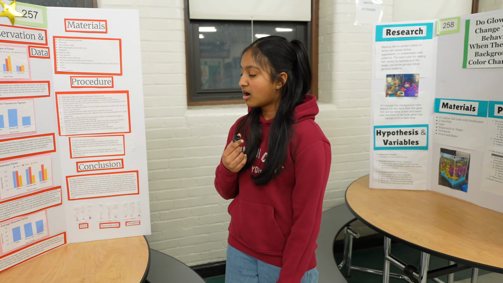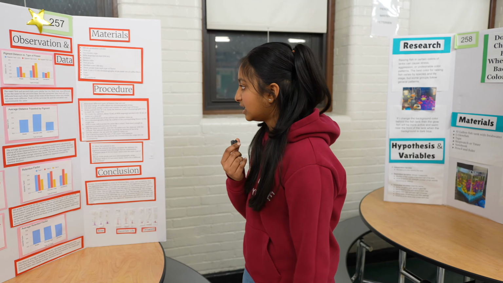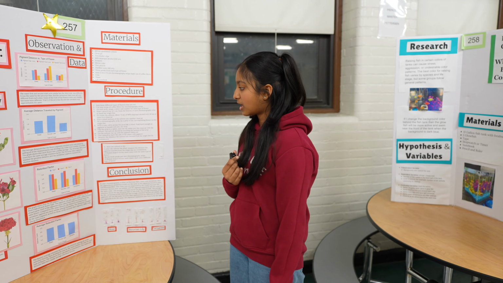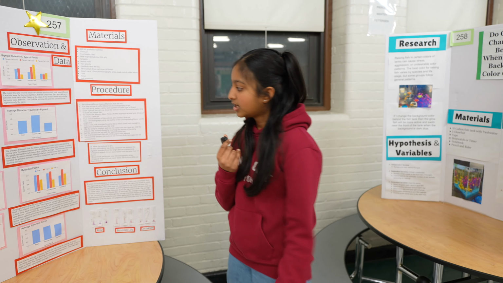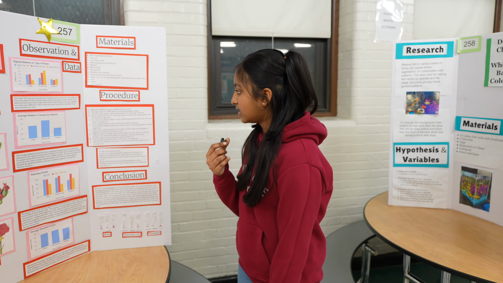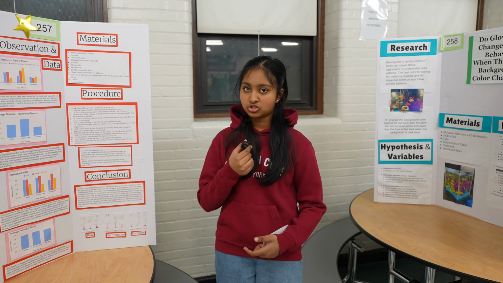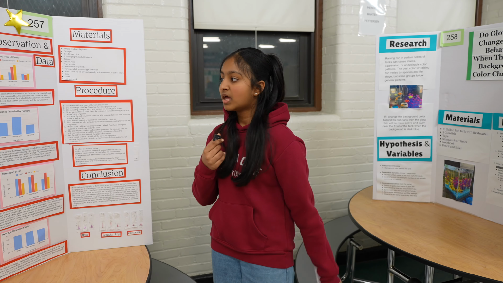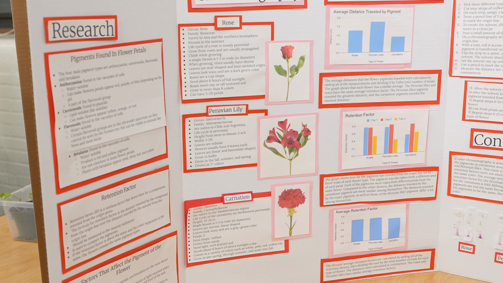To create the solvent, we used 75 milliliters of 90% isopropyl alcohol with 30 milliliters of distilled water in a clean jar, and we poured a small amount of it into another jar to put the chromatography strips in to test our hypothesis. And these are the flowers we tested.